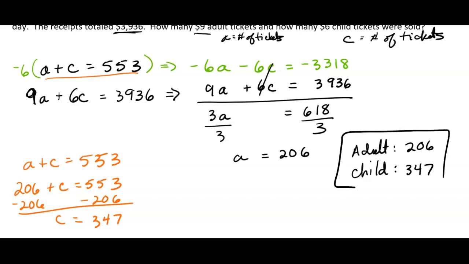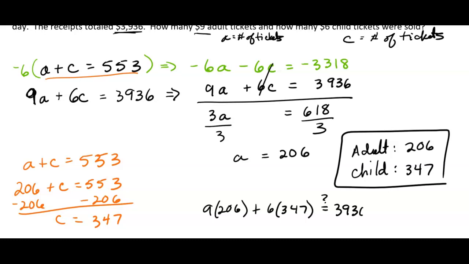And you could check that. First of all, see if they add up to 553. They do. And then you could say, well, 9 times 206, figure out what that is. And then 6 times 347, figure out what that is. And does that equal 3,936? So this would just be like checking it. So I'll let you do that on your own.